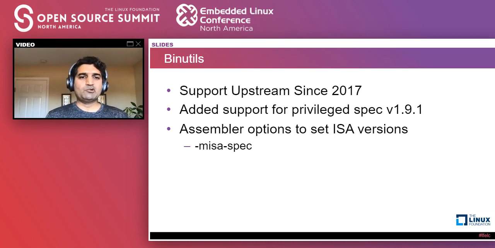Binutils, again, support has been there for a few years. What you will see in recent versions is valid support for the privilege spec, version 1.9.1. And the assembler now has the capability to set the instruction set versions through the command line. So you could use the MISA spec to specify which spec you would like to adhere to in the assembler.